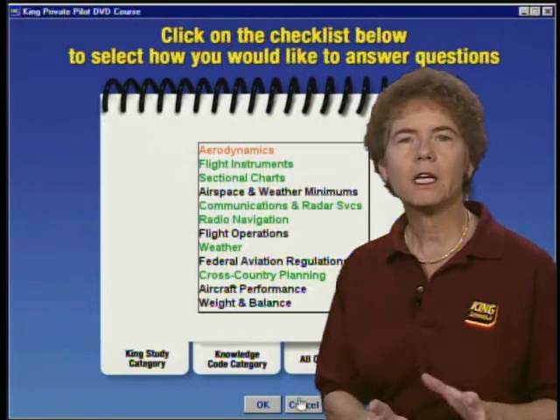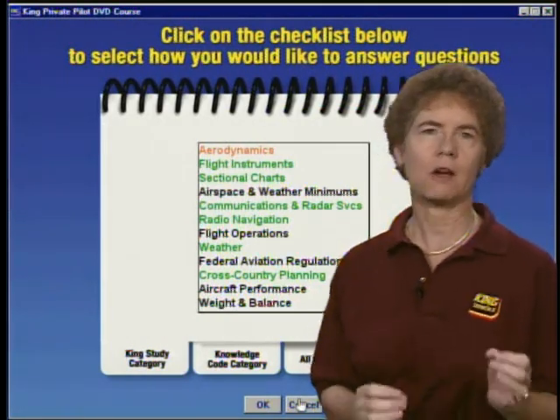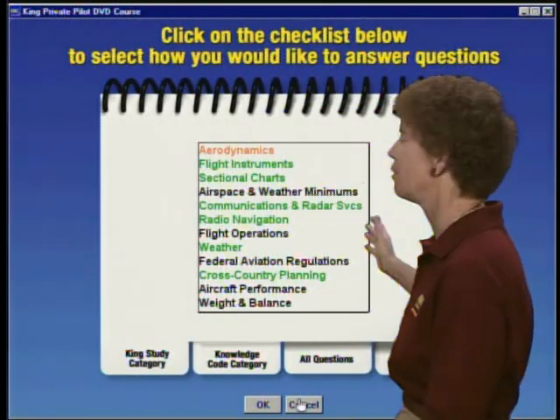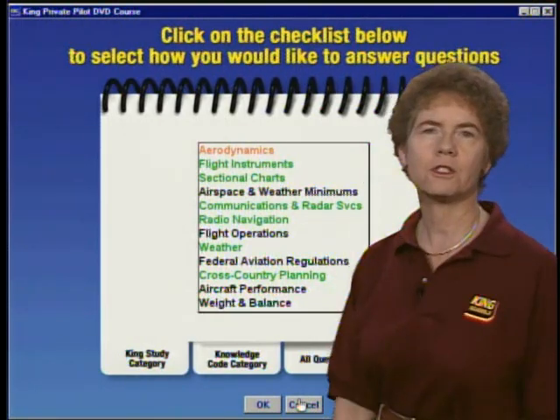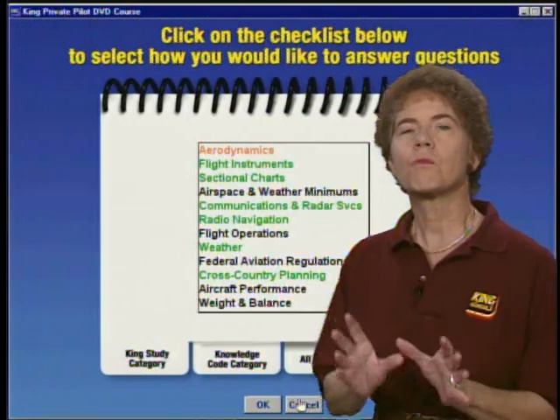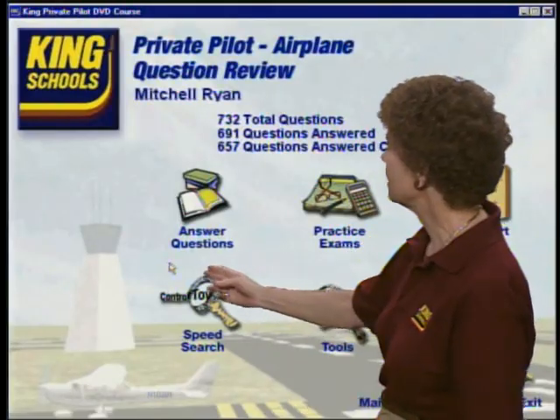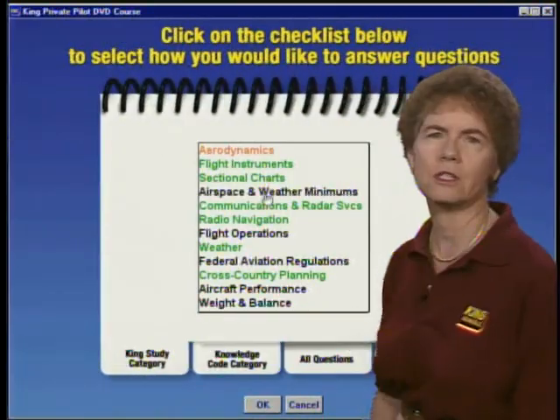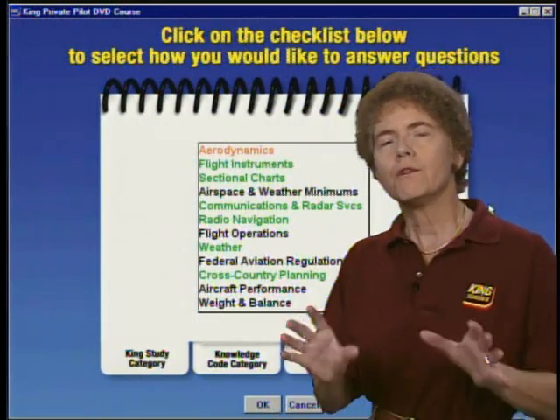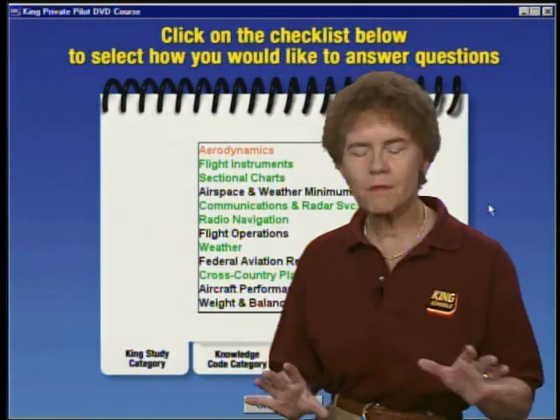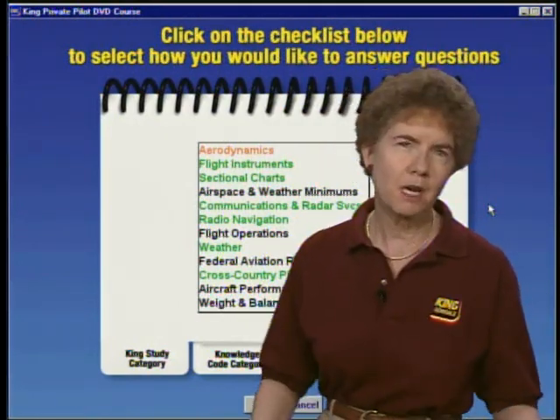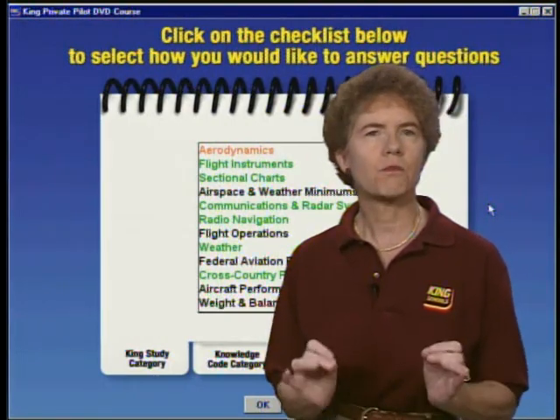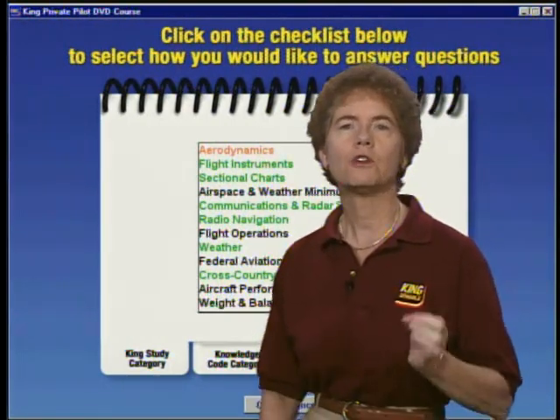When you have completed the course, you will have already correctly answered most, although not all, of the questions in the question bank. To review the remaining unanswered questions, just click on the Answer Questions icon and choose the Unanswered Questions option. Now, if you want to restudy every FAA question, as many people do, you'll want to reset the question status to unanswered before you start the review.